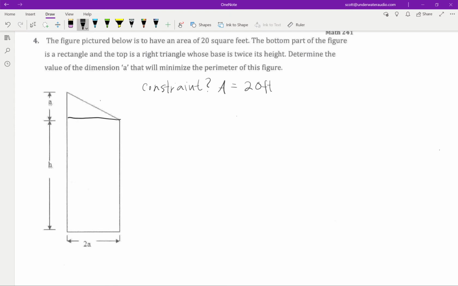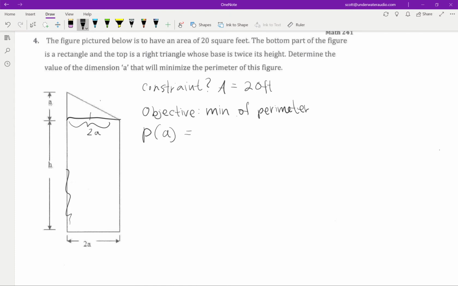So the bottom is a rectangle and the top is a right triangle whose base is twice its height, so 2a. Determine the value of the dimension a that will minimize the perimeter of this figure. So objective, min of perimeter. So I need a perimeter equation. And it looks like the variable is going to be a because there's lots of a's here.